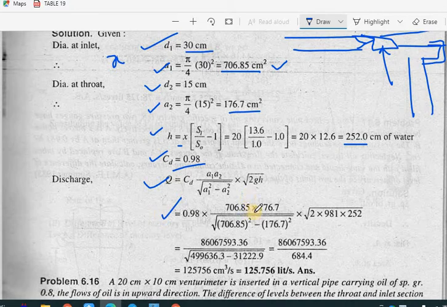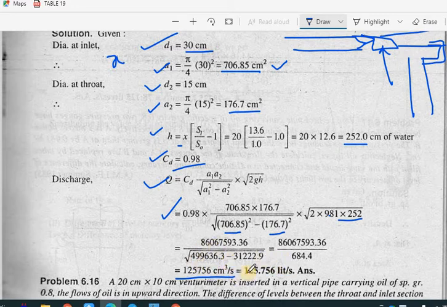A1 value was coming out to be 706.85, into your A2 value, which is 176.7, divided by under root of A1 square minus A2 square, into under root of 2gh, which is 2 into 9.81 into 252. So after putting this value, you can get this answer. The answer is coming out to be 12576 centimeter cube per second.